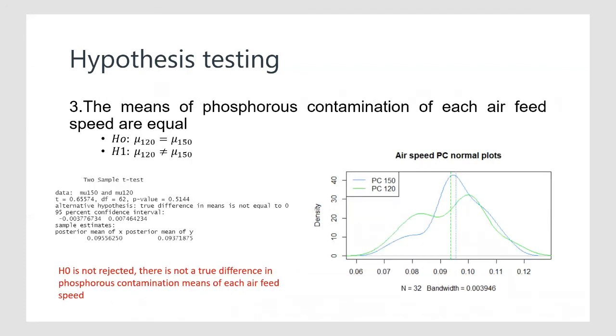And the third statistical hypothesis that we work with is that the means of phosphorus contamination of each air feed speed are equal. And in the 95% confidence interval, we can see that the 0 is included in that interval. And graphically, we can see that the means are close to each other. So the null hypothesis is not rejected, and there's no true difference in phosphorus contamination means of each air feed speed.